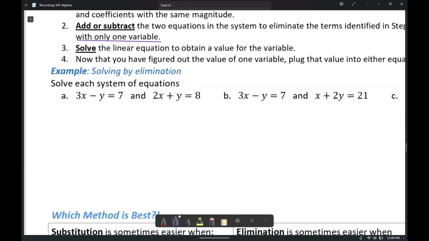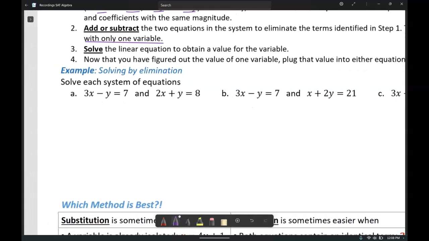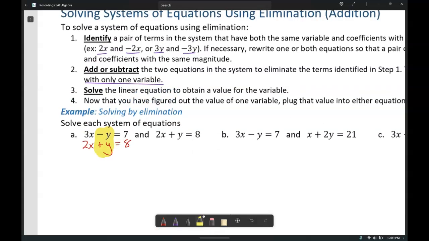So solving by elimination usually is when we have a system where both equations are in standard form, and we can do a quick visual inspection by stacking the equations like we would an addition problem, making sure to match up the variables as well as the constant on the other side of the equal sign. We want to look and see, do we notice anything special? Like for instance, the negative y and the y. Those are pairs that have the same variable and coefficients with the same magnitude, but the signs are opposite.